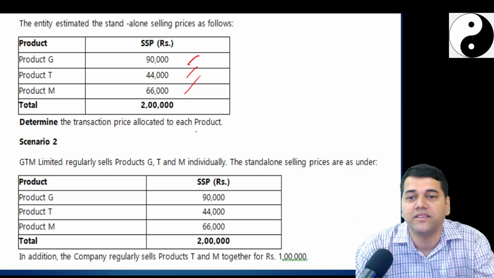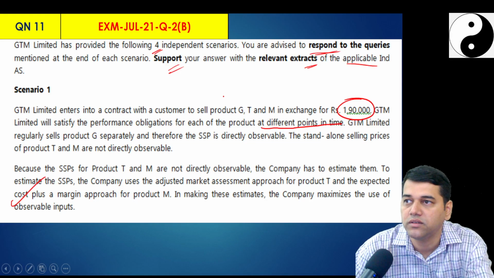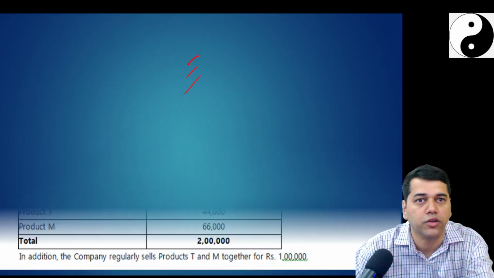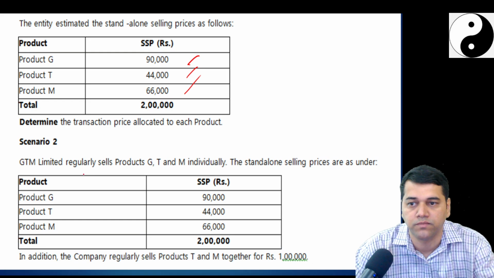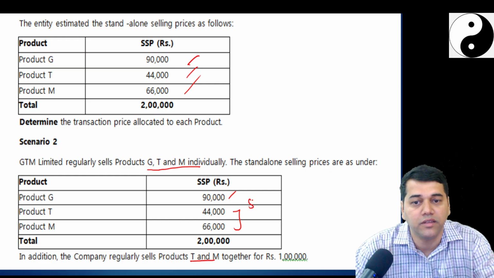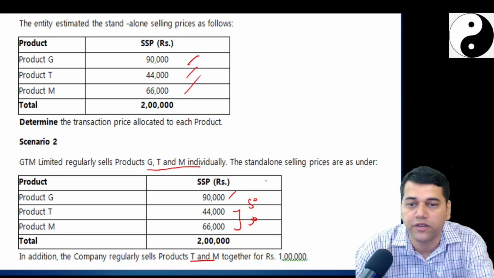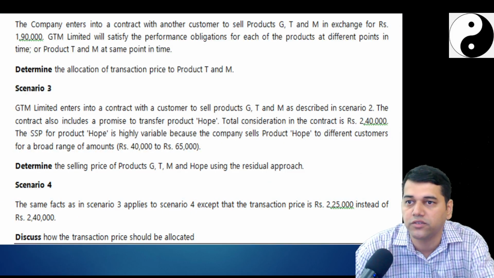Now determine the transaction price allocated to each of the product. Now are they talking anything about the discounting here? No. Simply we need to allocate. Nice, easy question. They regularly sell product GT, M individually. Standalone selling prices are given. In addition, they sell M and together for 1 lakh. See, this is 90. Previously it was 50, together 50. So now you need to allocate, and you know, first you need to allocate the discount.